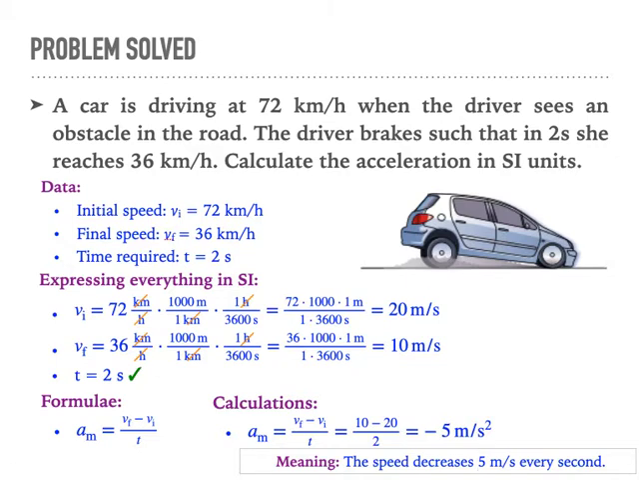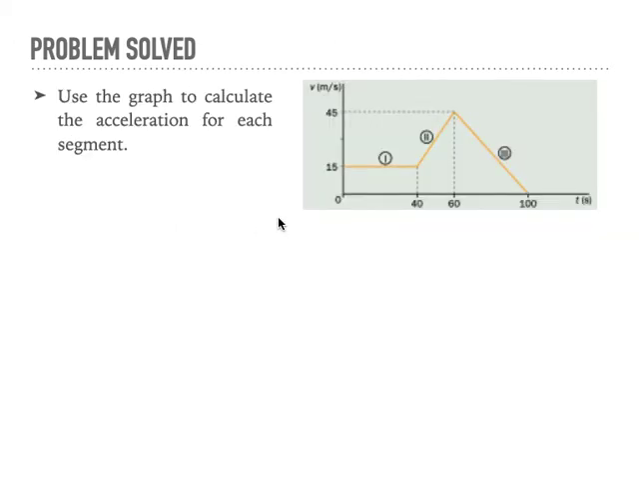And I'm going to show you the last problem. This is a graph. So use the graph to calculate the acceleration for each segment. Here you have the velocity and the time. So we are seeing that the velocity is changing in these parts. We have part 1, part 2, and part 3. And we need to calculate the acceleration in every segment, okay? In segment 1, segment 2, and segment 3.